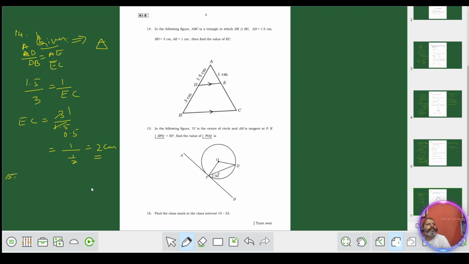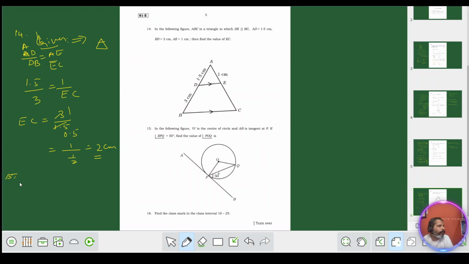15th one. In the following figure, O is the center of the circle. AB is the tangent at P to the circle. If BPQ is 50 degree, find POQ they have asked. It's a very important, tricky question. I'll explain the logic, then I'll solve it. POQ is an isosceles triangle because PO and OQ are the radii of the circle. OP is perpendicular to AB, so OPB is 90 degree. So we get OPQ and OQP, then add and subtract in 180 degree. You get POQ.